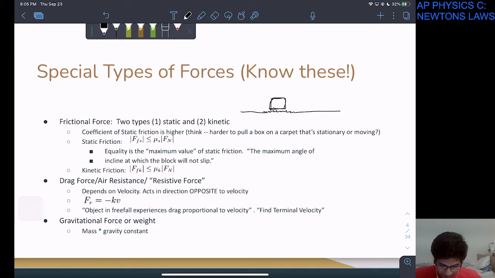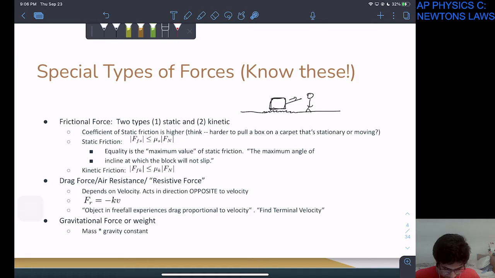And I want you to think about it. Is it harder to pull the box when the box is already at rest? So if you imagine a guy over here and he has to pull the box, is it easier to pull the box if it's at rest, or if the box is already in motion? Well, I would think it's easier to pull it if it's already in motion. And that's how you can remember that the coefficient of static friction is higher. It's harder to pull an object that's already at rest. It takes more force to overcome the static friction.